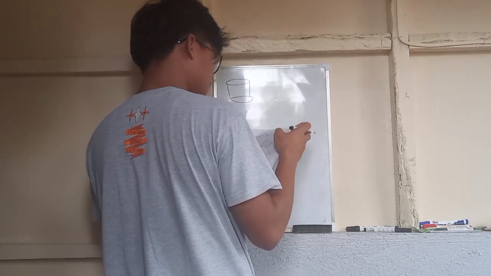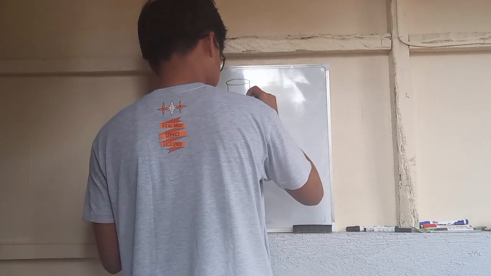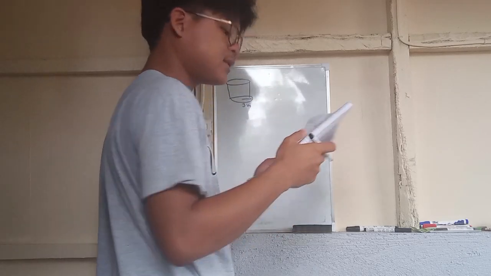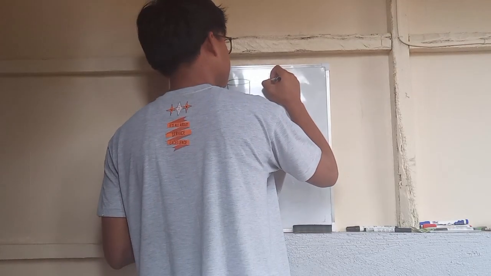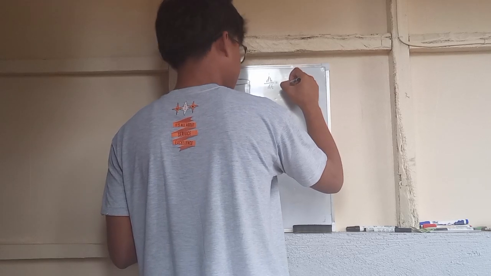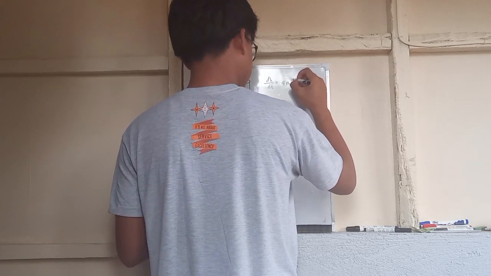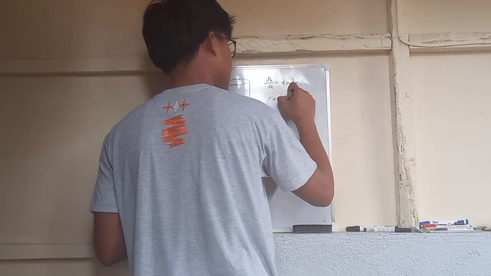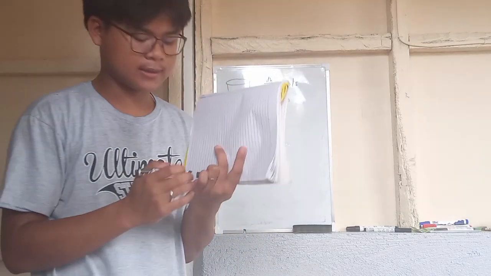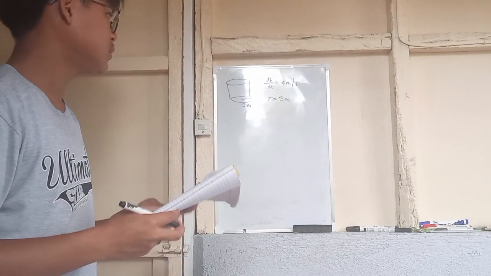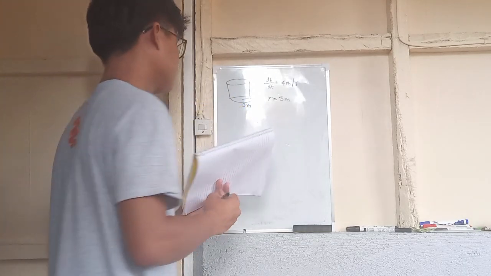Having the radius of 3 meters. And it is stated there that the rate of the height, dH over dt, is equal to 4 meters per second. And the radius is equal to 3 meters. Now that we have identified the given in the problem, we can proceed to the formula.